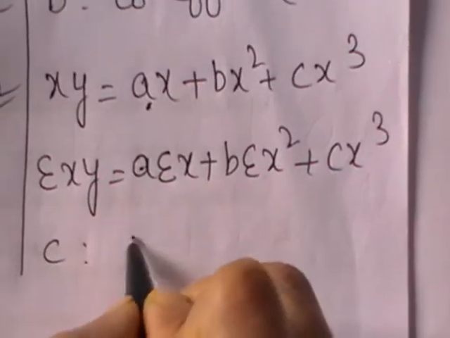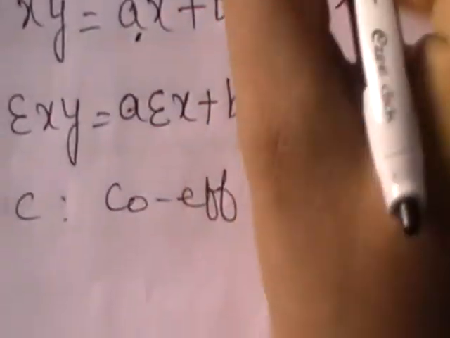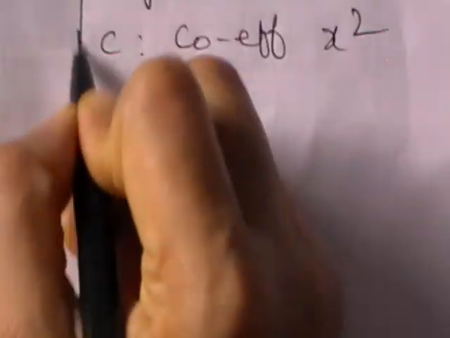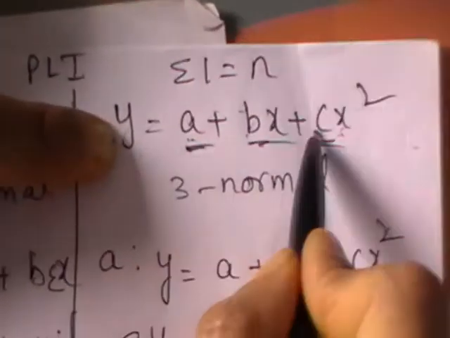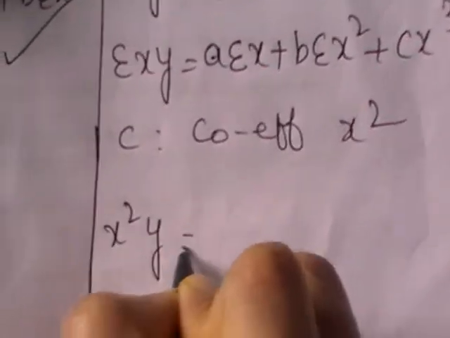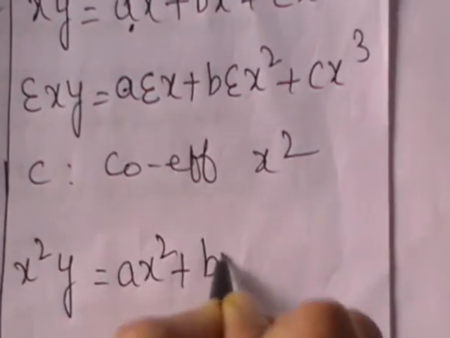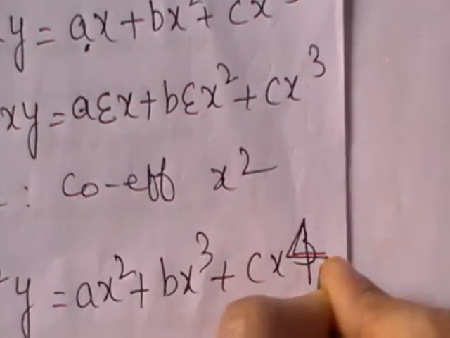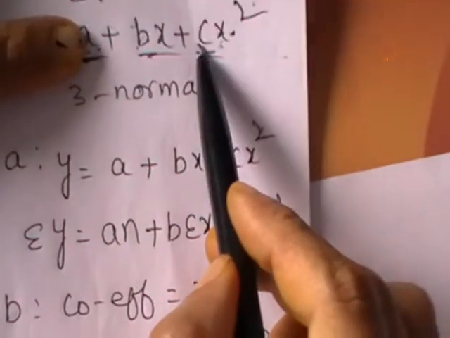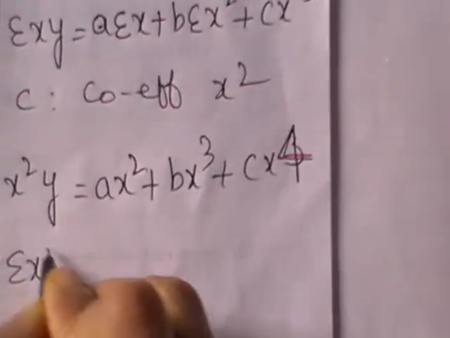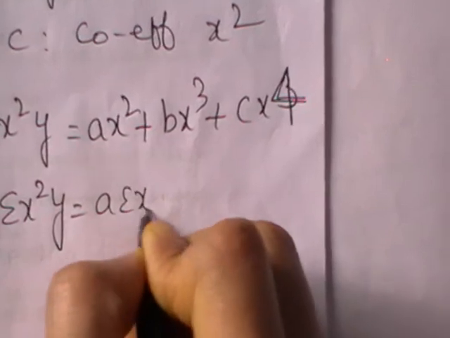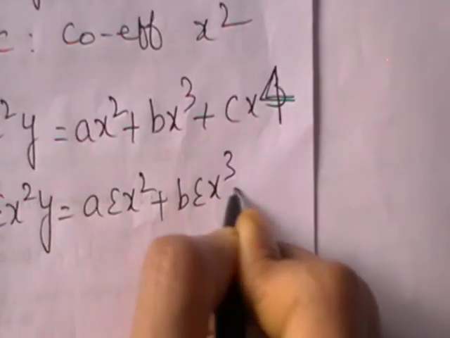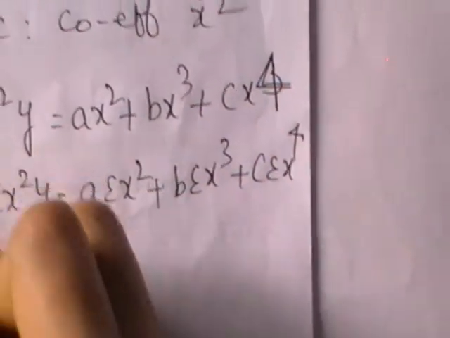You will get another normal equation. What is the coefficient of c here? x square. You multiply with x square on RHS and LHS of the basic equation: x square y is equal to a x square plus b x cube plus c x power 4. That is x square into y, a into x square, b into x cube, c into x power 4. Now take the summations on both sides. I think these are the 3 normal equations we just got. You should remember it in this way to write the normal equations directly.